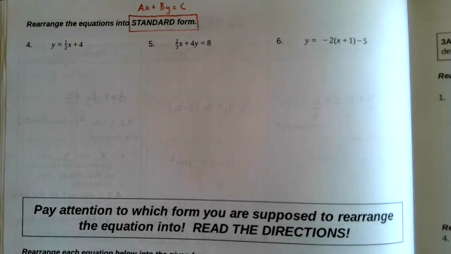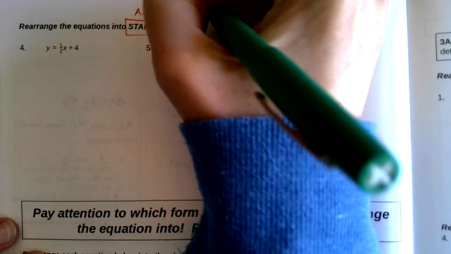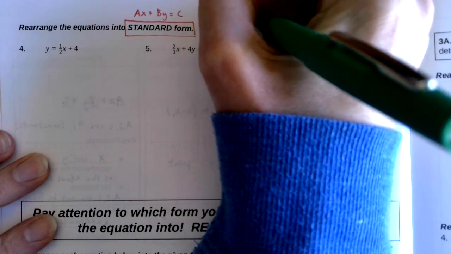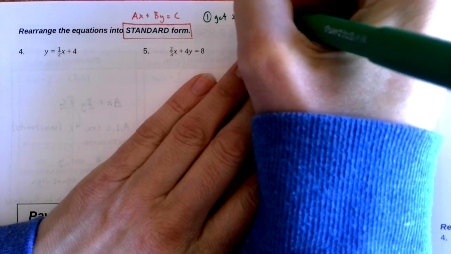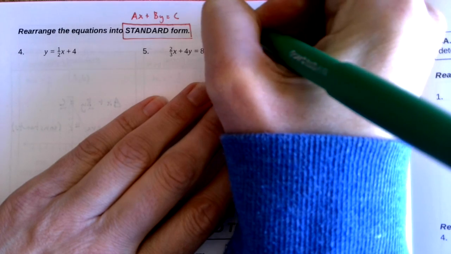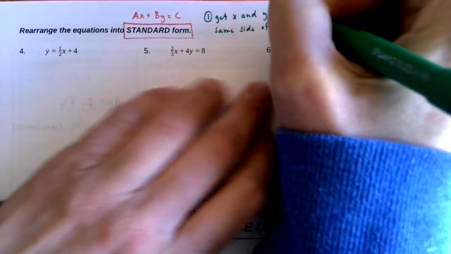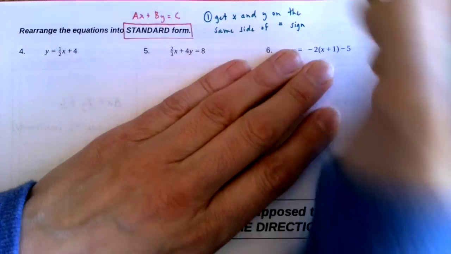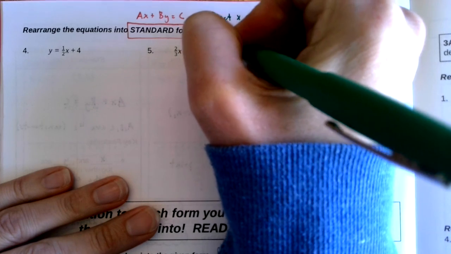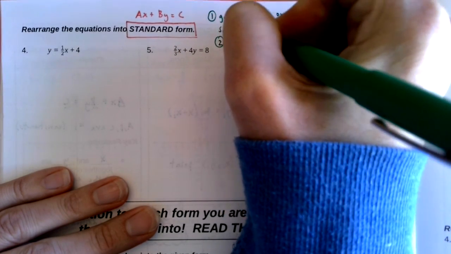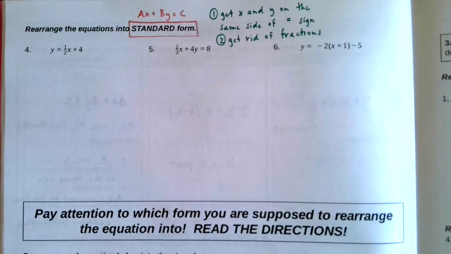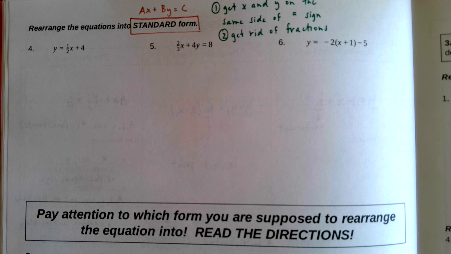So if I'm going to do these, probably the first thing I'm going to do is get x and y on the same side of the equal sign. And once I've done that, I'm probably going to go and try to get rid of any fractions. And we'll talk about how to do that. So let's try one out.